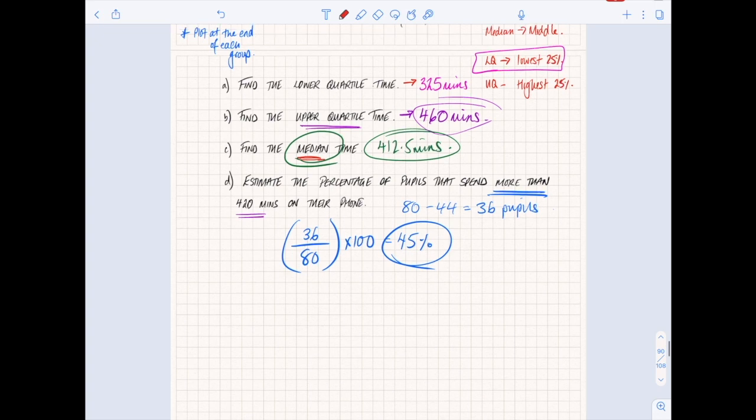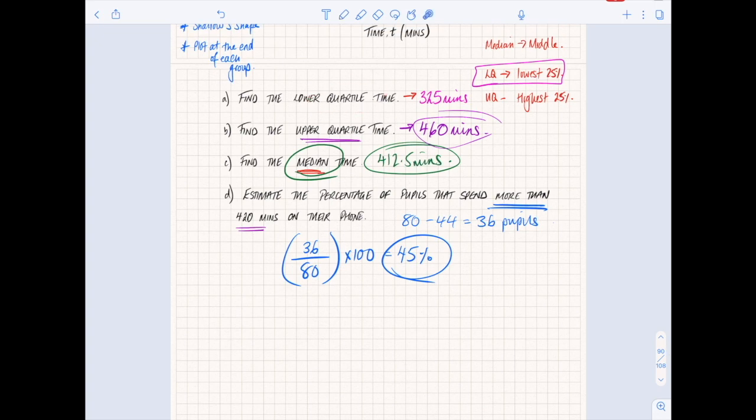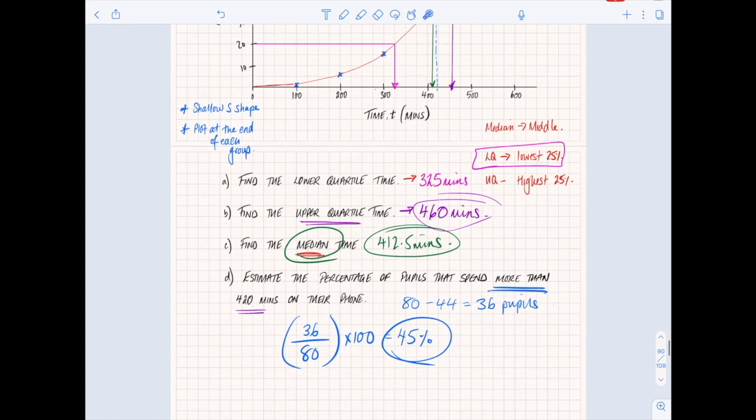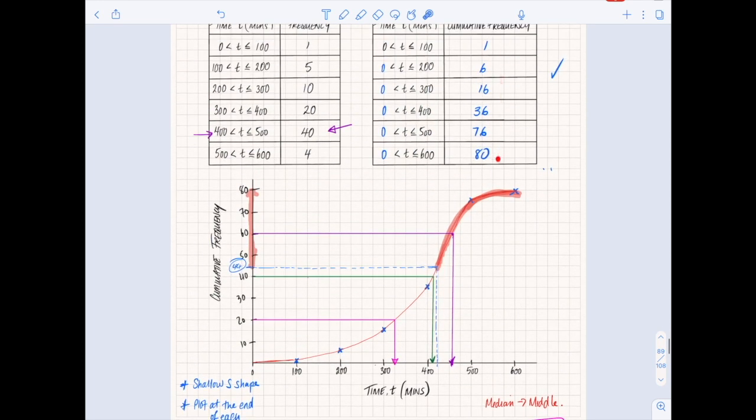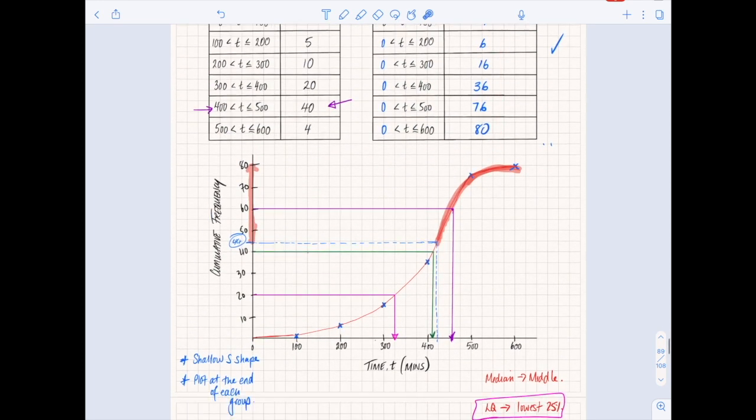Hopefully you found that useful. Key thing to remember is all these points here, how you find the lower, upper, and median, and then how you can interpret it by using that. But just remember, it's a rolling total. A couple of key things to remember. It's a rolling total. It looks like a shallow S shape, and you plot at the end of each group.